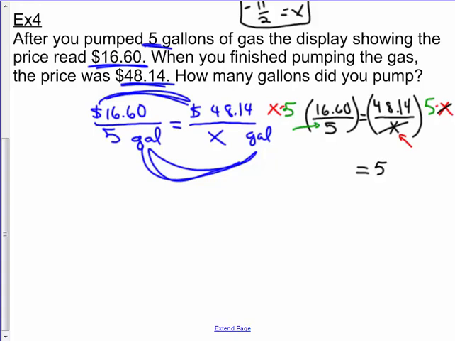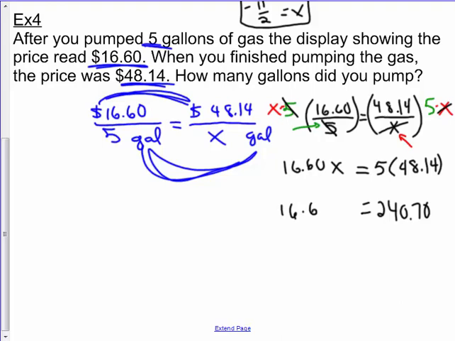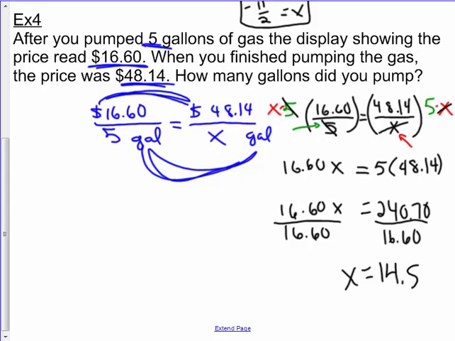So the x's on the right-hand side cancel out, and I have 5 times 48.14. On the left-hand side, the 5s cancel out, and I have 16.6 times x. So 5 times 48.14. Let me do that in my head real quickly. Not really. $240.70. When I divide each side by 16.6, x is going to be how many gallons I pumped, which is 14.5 gallons.